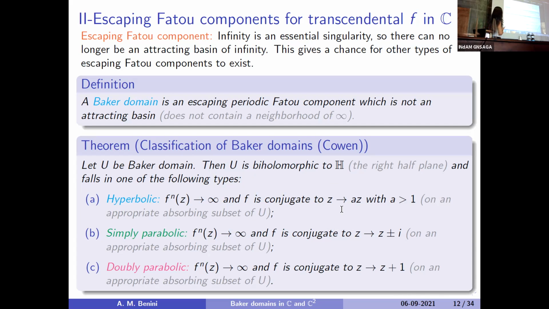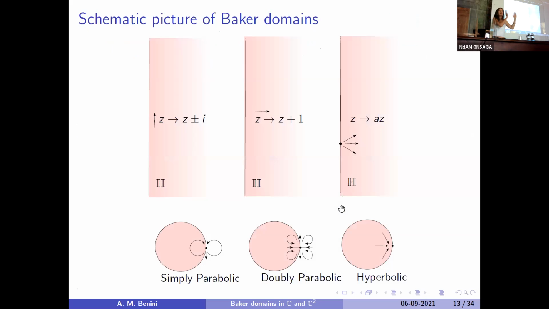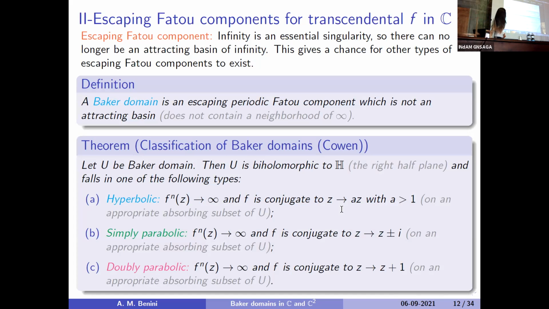So you can have something which is called hyperbolic Baker domains. Again, Baker domains are also connected. We say that they are biholomorphic to the right half plane because the normal forms of the maps are simple to write on the right half plane, but really, we all know that the half plane and the disk are the same in one variable, okay? They are biholomorphic. So really, all these Baker domains look like this, and you have three possible dynamical behaviors.